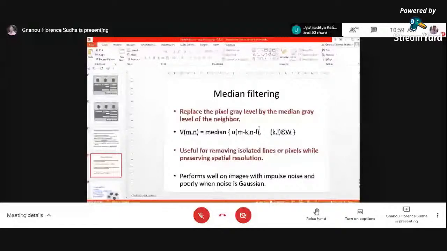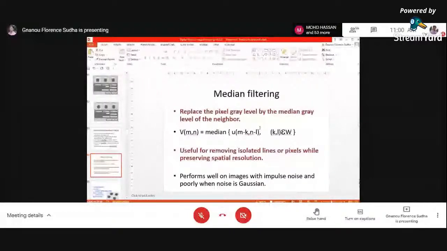When you look at the spatial filter or the average kind of filter, it is reducing the resolution of the total image. Maybe it is removing noise, but still it is reducing the resolution. The median filter is able to preserve the resolution, but also able to remove the noise.